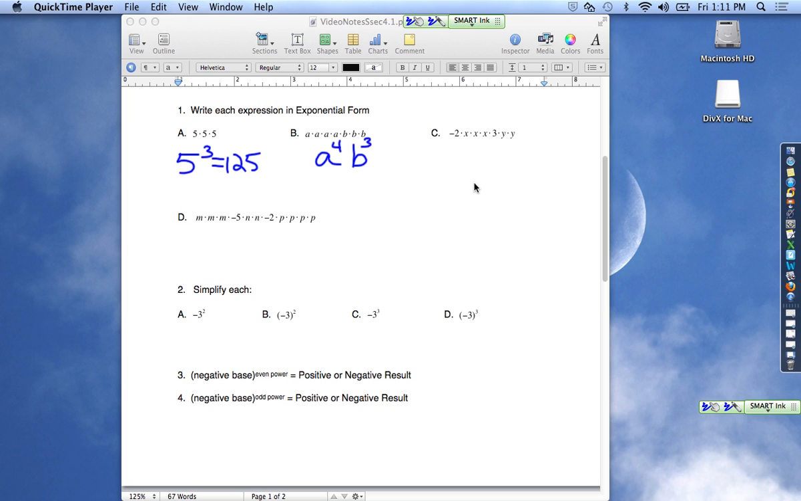In part C, take the 2 numbers and multiply them together for a -6 coefficient. Write the base of x once. It's a factor 3 times, so it becomes x cubed. A base of y once. It's a factor twice, so it takes the square.